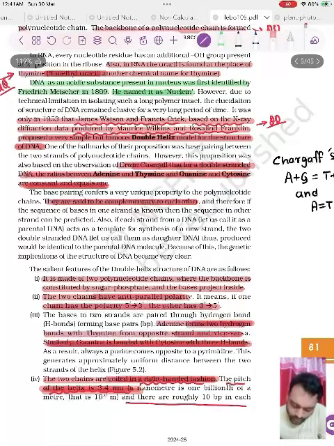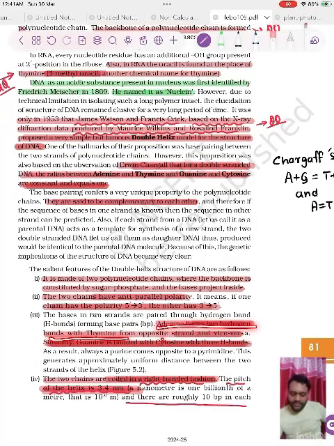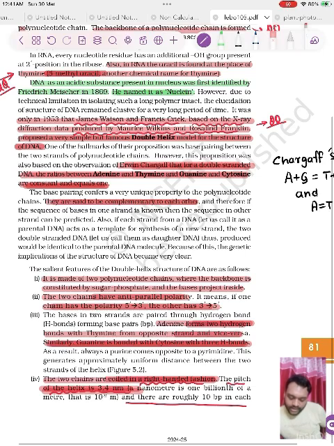Adenine forms 2 hydrogen bonds with thymine on the opposite strand, and vice versa. Similarly, guanine is bonded with cytosine with 3 hydrogen bonds. Remember the fact: the 2 chains are coiled in a right-handed fashion.